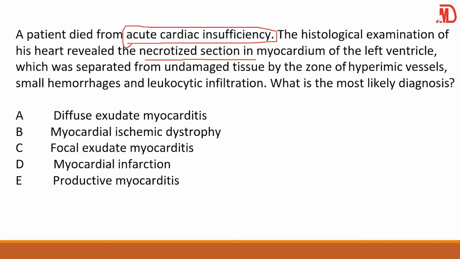Now, when we say necrotized, it means that necrosis has taken place. And at what point can we have necrosis? It is when there is insufficient supply of blood. And so oxygen will be deprived. And when oxygen is deprived in tissues, it can lead to what? Necrosis. So over here, we are having a necrotized myocardium of the left ventricle.